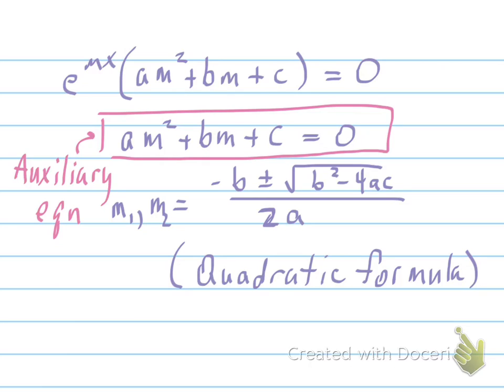So we have two roots. They may or may not be distinct, and they're given by minus b plus or minus the square root of b squared minus 4ac over 2a. So solving the second order HLEX just reduces to finding the roots of this second order auxiliary equation, which is just a quadratic. So we have three possibilities that could happen in the second order case.